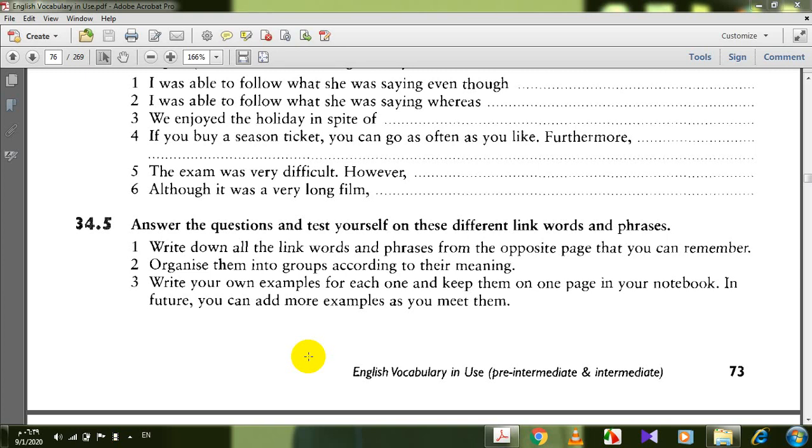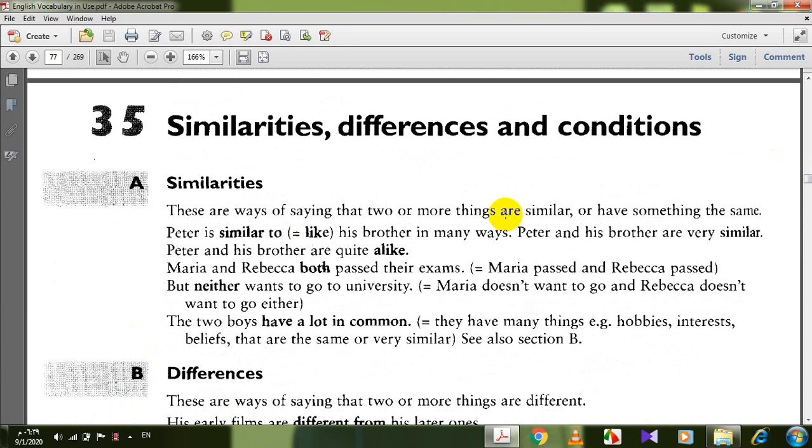We meet here at unit 35: similarities, differences, and conditions. We say similarities when we want to show that two or more things are similar. In differences, two things are different. Conditions are expressed by using if, unless, and so on. Similarities, differences, and conditions.